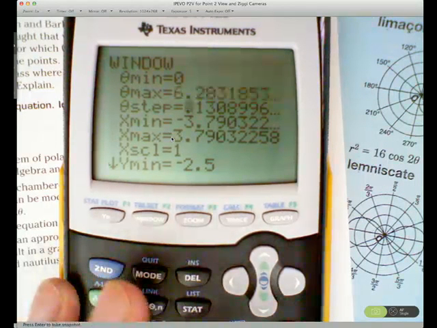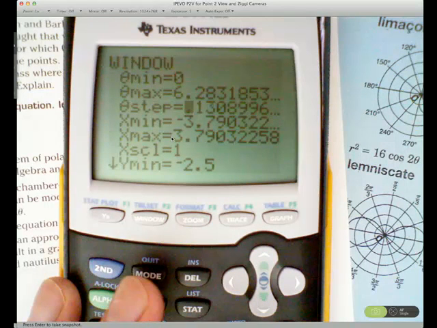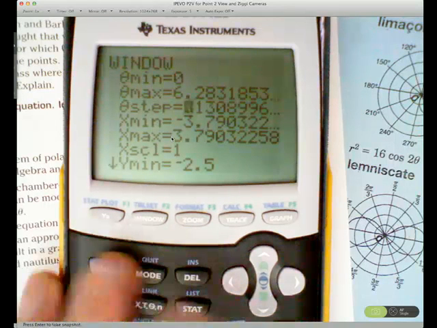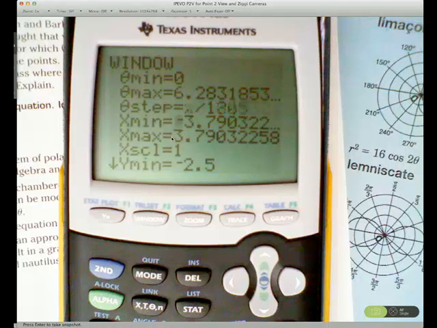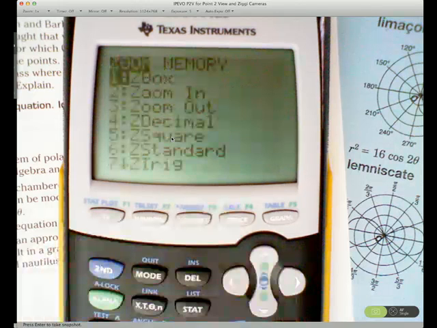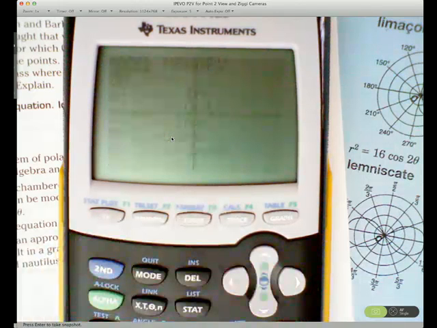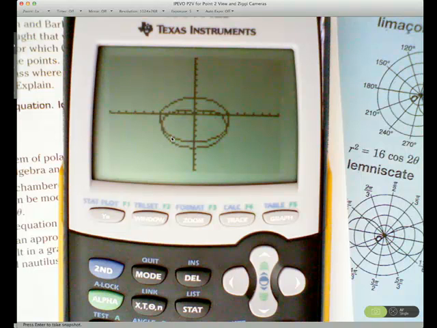And then for the theta step, I just gave it a small number. I did pi divided by 180, which is technically a degree, right? Or 0.017 radians. My window, well, I'll start off with a zoom standard just to show you what we've got. So we've got both of the equations being graphed simultaneously. You can see that it appears as though they both cross here, which is at 7 pi over 6, and at 11 pi over 6 right there.